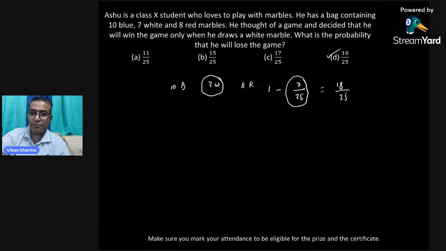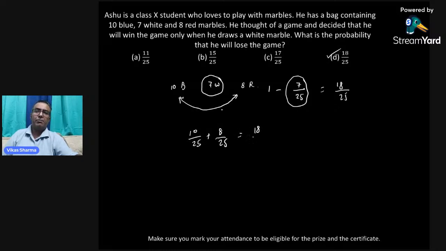Ashu, you don't get points for that. It is not 11 upon 25. The second option is that to lose the game, it is the sum of these two: the blue and the red. The marble he draws is either a blue marble or a red marble, so it will be 10 upon 25 plus 8 upon 25. In both cases you get 18 upon 25 only. So yes, option D is the correct answer.